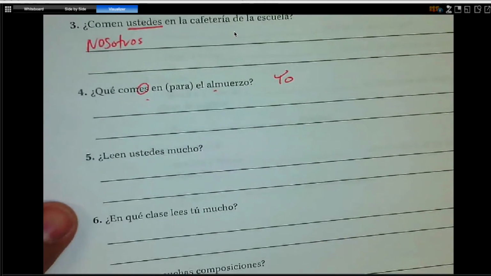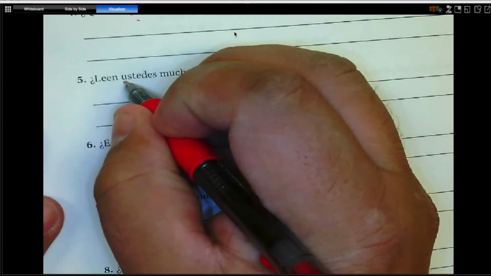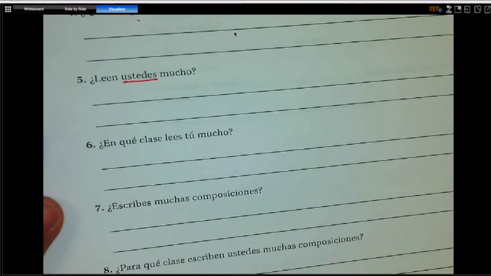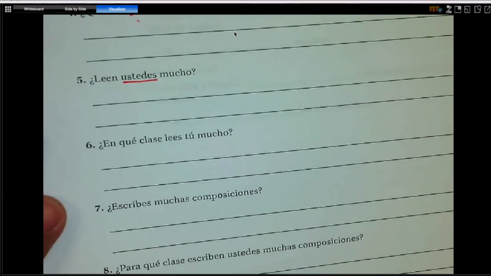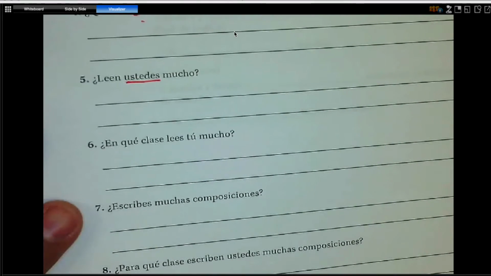put there. 5. Okay, once again, I'm asking y'all. Do y'all read a lot? Okay, so then in English, I'm just telling you. So if I say y'all, right, I know that's incorrect English. Do you, plural, read a lot? Yes, we read a lot.